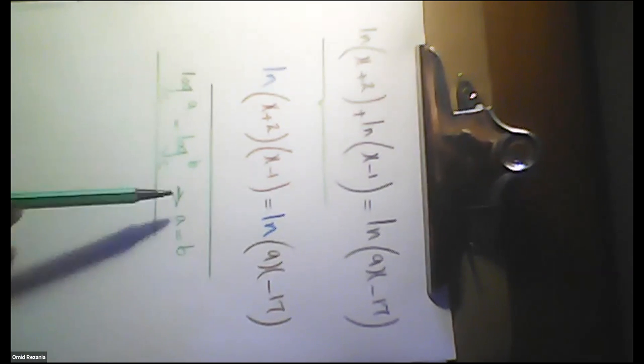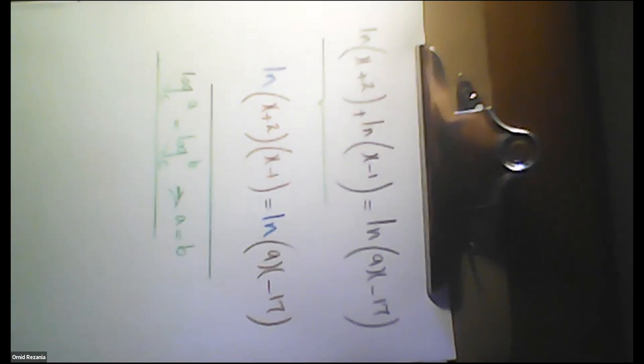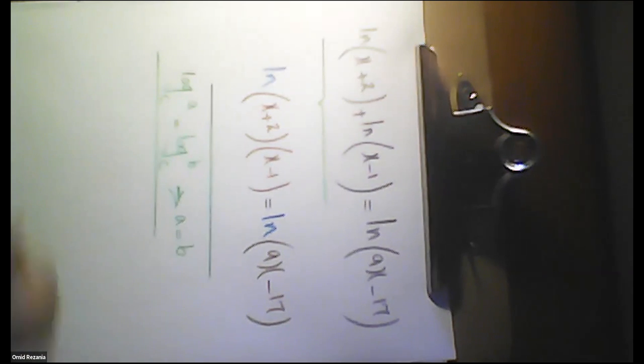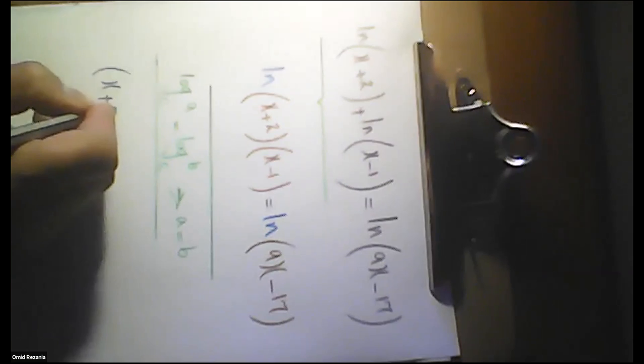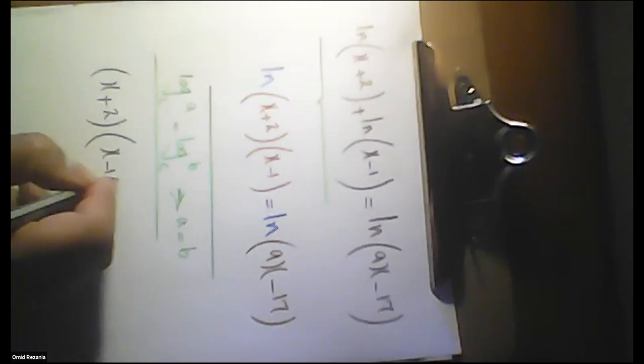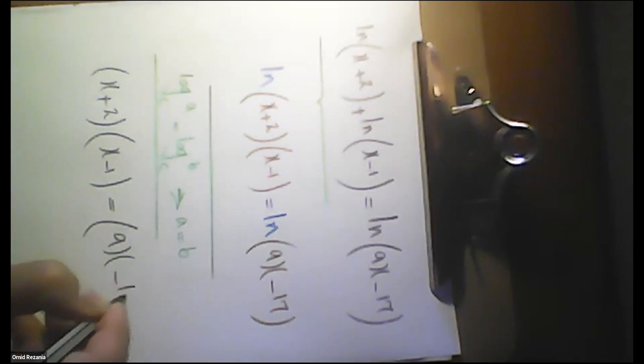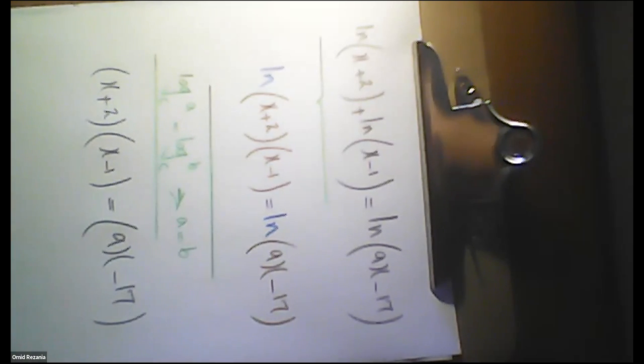But the main idea is that you always follow the strategy which I told you, to take all the log functions to the left side. But for this one, I can use this identity as an exceptional case. As a result, I can assume that this argument, x plus 2 times x minus 1, should equal 9x minus 17, correct?